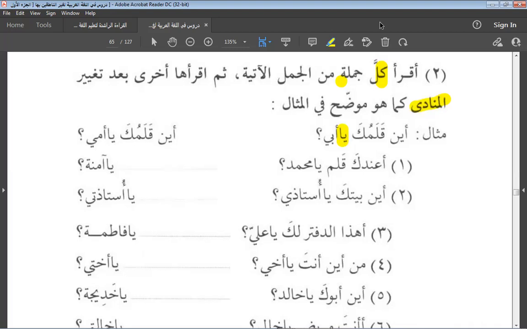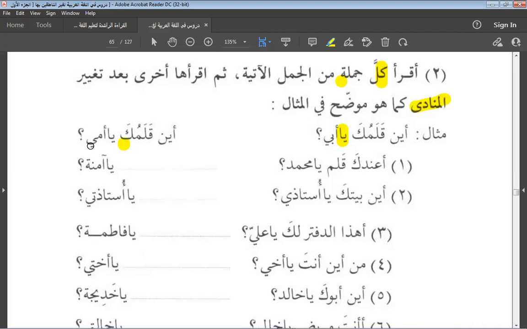So he's telling us that we should read the sentences and then read them again after changing the munada, كما هو موضح في المثال. Okay. So in the example, it says أين قلمك يا أبي. So he says أين قلمك. Now this one should change to kasra. أين قلمك يا أمي. Where is your pen, oh my mother?